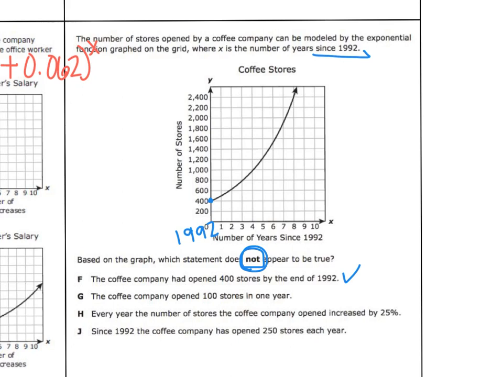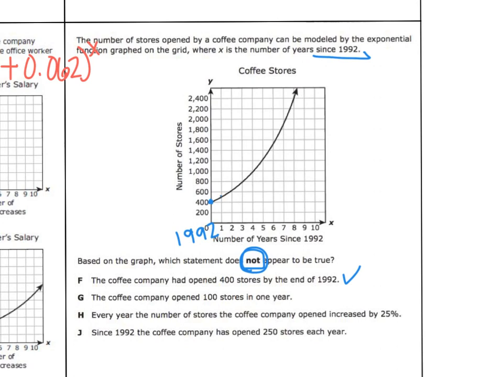The coffee company opened 100 stores in 1 year. From 0 to 1, it looks like we are in between 400 and 600, which is about 500. So that would be an additional 100 from the first year. So letter G appears to be true. 100 stores in 1 year.